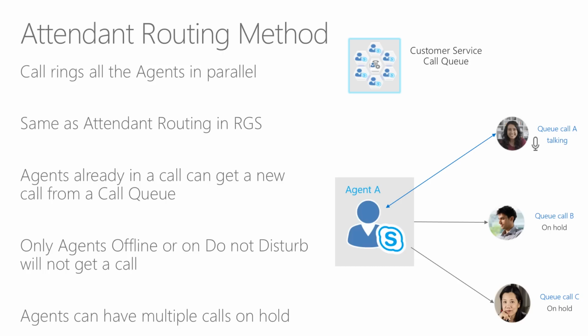So what's this attendant routing that we've been talking about? Well, when you have this call queue, basically as soon as the call comes in, all agents are run in parallel. It's the same as attendant routing in the response group service on premises. Even if you're already in a call, you will get a new call offered. Only agents that are offline or in do not disturb will not get a call. You can have multiple calls on hold.